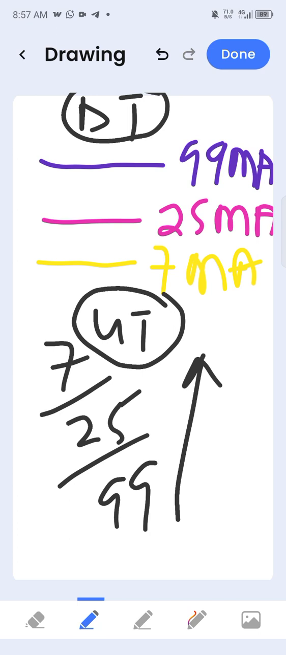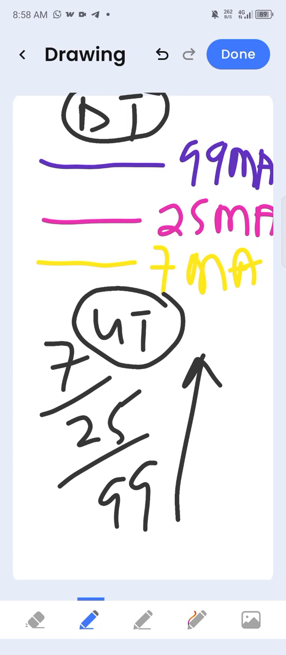If it's an uptrend, you will see that the 7 moving average, which is the yellow line, is on top, followed by our pink line, and followed by our purple line. That is the movement that will indicate that we are on an uptrend. Good, beautiful. Then if it's a downtrend, the purple line will be on top, then the pink line follows, and then the yellow line also follows. That shows that we are on a downtrend.